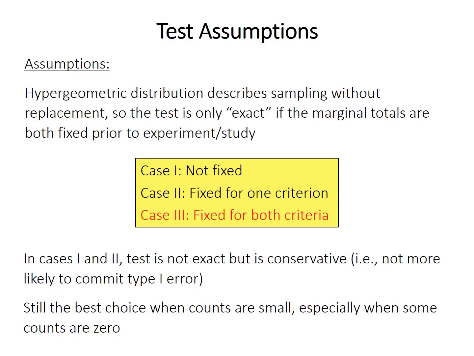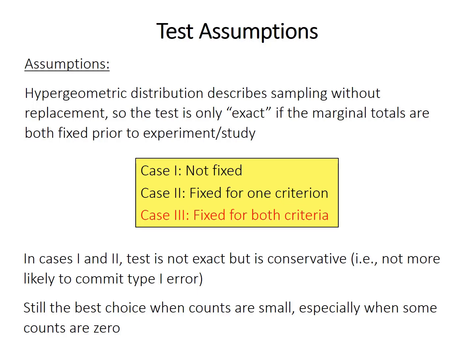However, when the marginal totals aren't fixed, as in our case 2, where only one of the marginal totals is fixed prior to doing the study, so remember, case 2 is sort of the most common one that you would see in observational data. The test is still applicable even in case 1 or case 2. It's conservative in those cases, and statisticians, when they say conservative, they generally mean that it's not more likely to get a type 1 error.